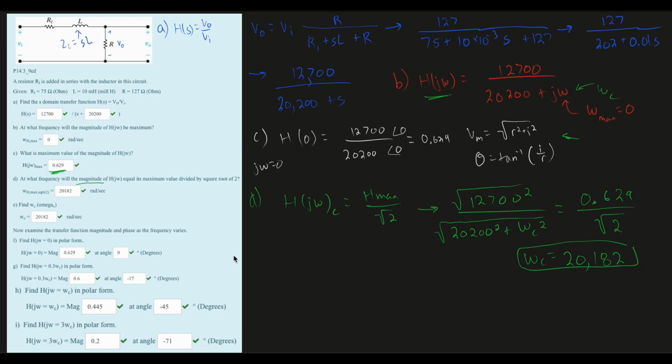Now, we actually need to find our omega c, and this is the same value as the omega h max over square root of 2. Same exact value because of this omega c that we're finding right here. And so that will be the same answer for part E.